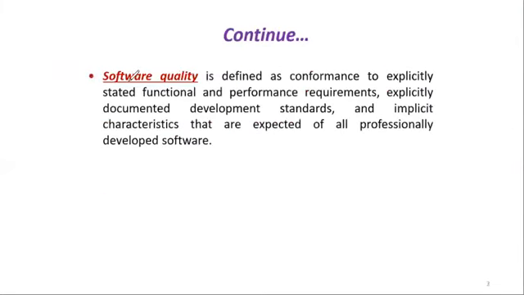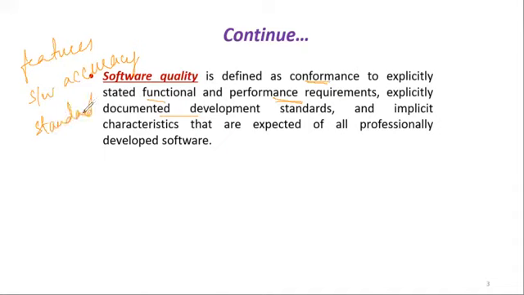Then the next term is software quality. Now this software quality is defined as conformance to explicitly stated functions. That is, you want some specific functions, some specific features within the software. So these become your explicitly stated functions and performance requirements. That is, you want this particular software to have some percentage of accuracy. That is your performance requirement. And explicitly stated documented development standards, that is, you're developing a particular software, you want that software to have the best quality standards, so you need to follow that specific standard.